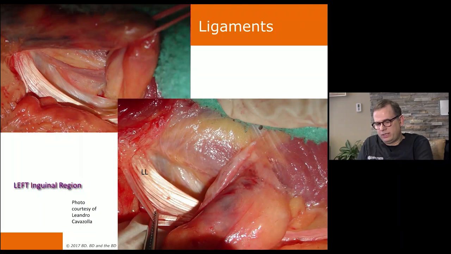As we can check here, all those pictures, before I forget, are from Leandro Totti Cavazzola from Brazil. He is an anatomist, and he kindly provided us all those high definition pictures of open anatomy to make the learning of that anatomy easier. Here we can see the external oblique was opened, and we see this inferior fold of the external oblique, that would be the inguinal ligament. When it curves down, moving towards the pubis, we call it the lacunar ligament.